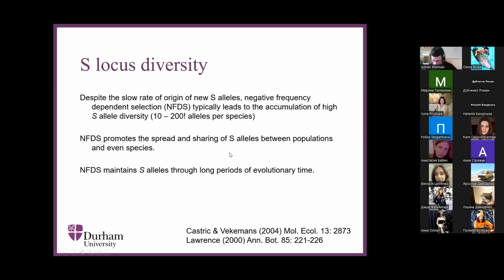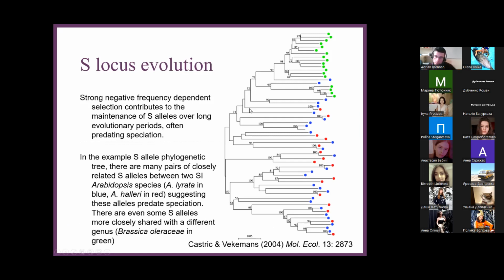How that might look in terms of the evidence is if you build evolutionary trees of S genes, they'll have these characteristics. They'll have very long branches leading to the S genes, reflecting their great age, that they've been maintained over long evolutionary periods.